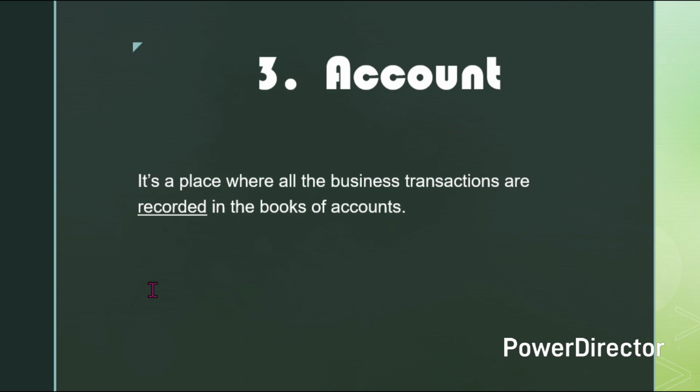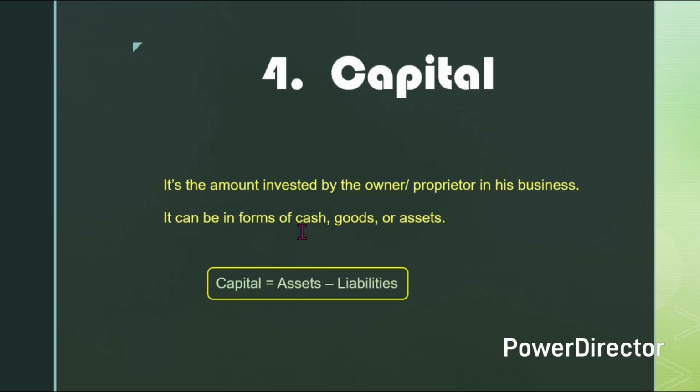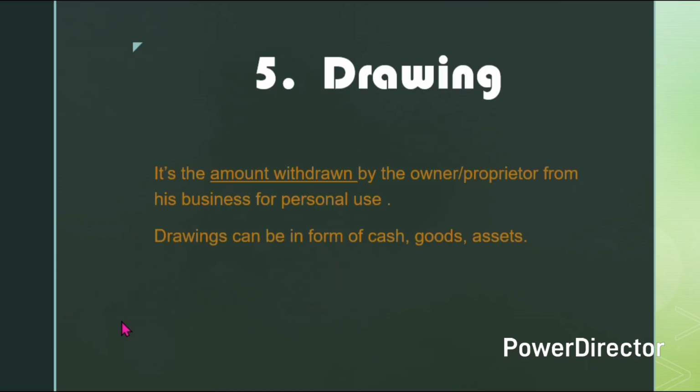Next is account. An account is simply a place where all the business transactions are recorded in the books of account. Next we have capital. Capital is the amount the owner or proprietor invests in the business, or the owner starts his business by investing capital. It can be in the form of cash, goods or assets. The formula is capital equals assets minus liabilities. Next we have drawings. When the owner withdraws money, goods or assets from his business for his personal use, it is called drawing, and this reduces the owner's capital.